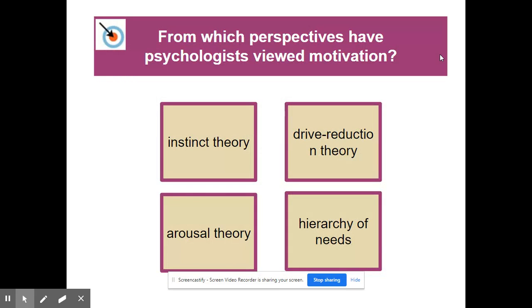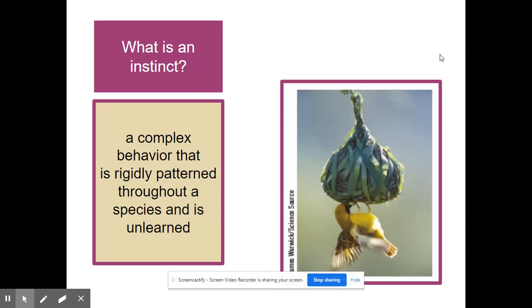There are four perspectives that try to explain and understand motivation: instinct theory, drive reduction theory, arousal theory, and the hierarchy of needs. So let's start with instinct theory. What is an instinct? It is a rigid pattern throughout an entire species, and it's something that is unlearned. So it is within us when we are born.